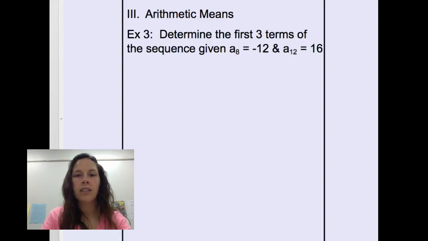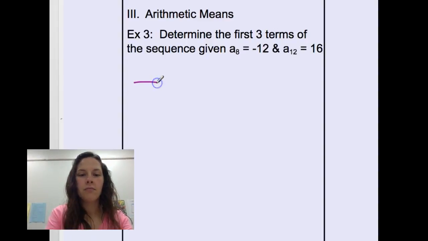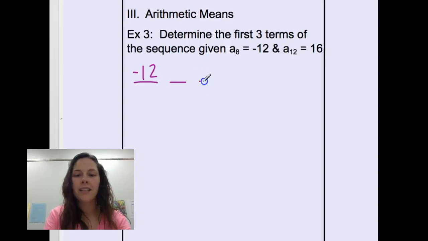So when we think about setting this up, if we list out what we know, we have the 8th term is -12. We're missing the 9th, 10th, and 11th terms. Our 12th term is 16. So if you think about it, we're adding that common difference 1, 2, 3, 4 times to get the 16.